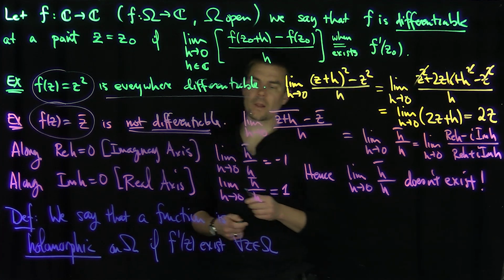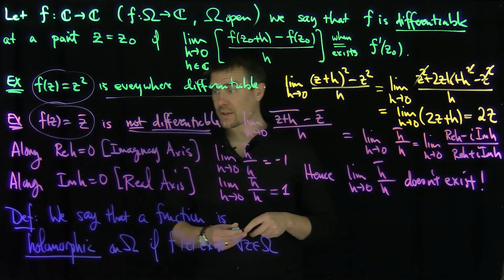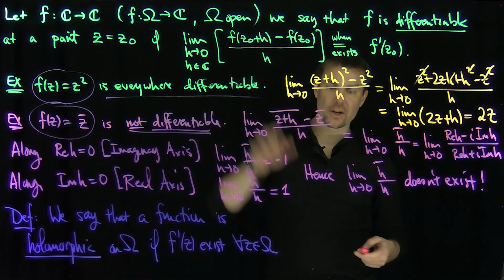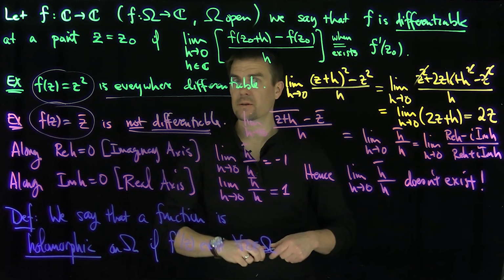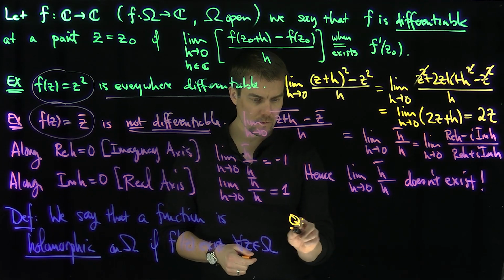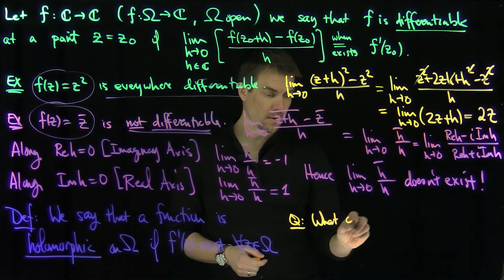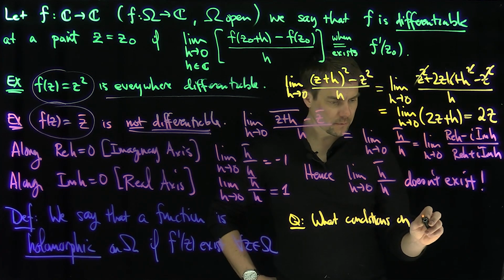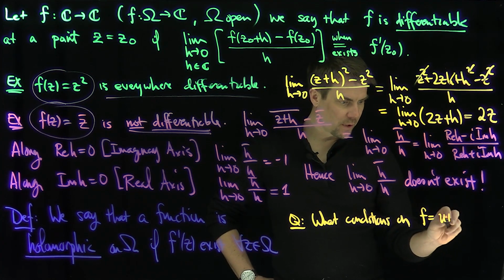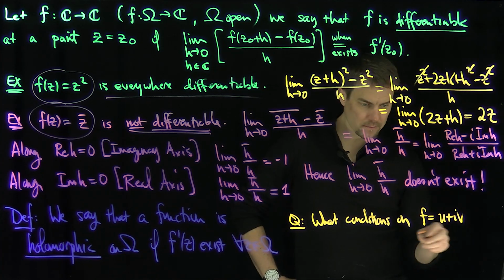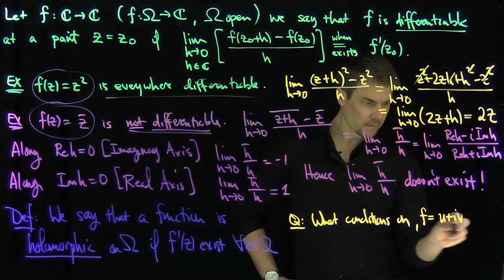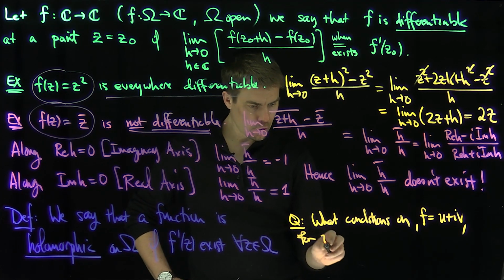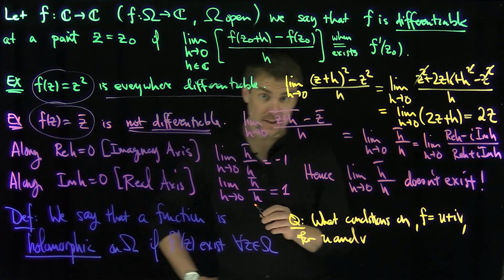Now this leads us to a natural question. In other words, what do we know? I know that f has real and imaginary parts. So our question is the following: what conditions on u and v, where f equals u plus iv, will guarantee that f is holomorphic?